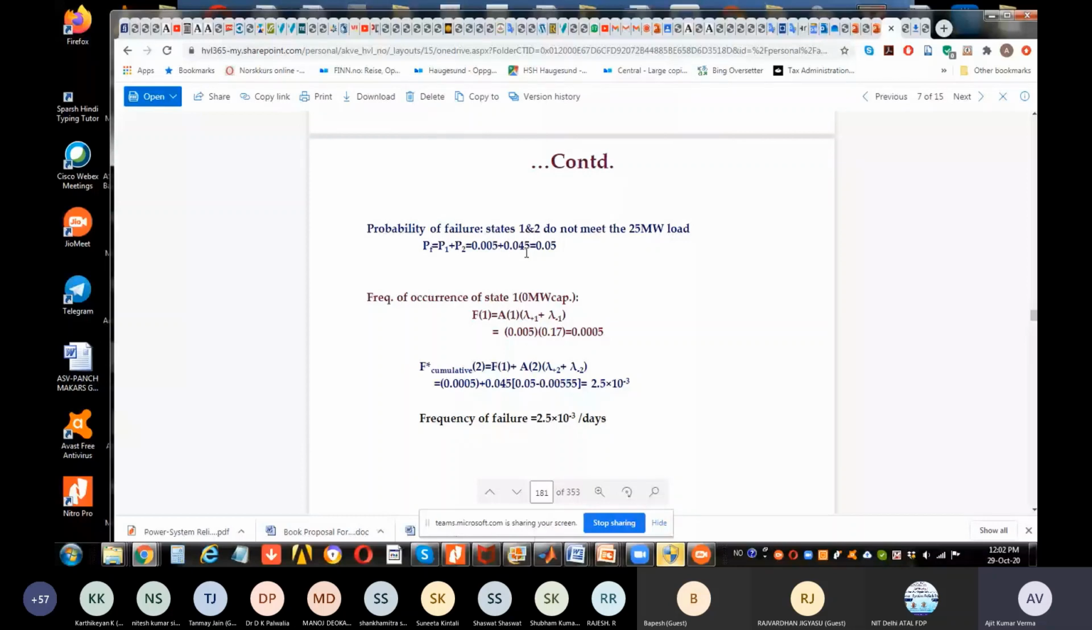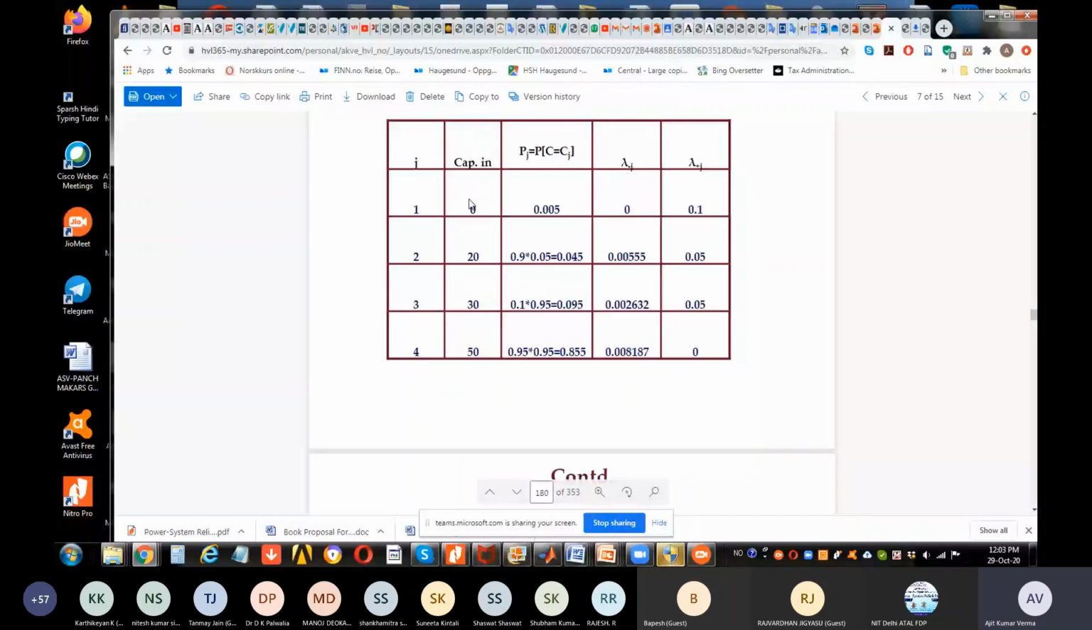What about the frequency of occurrence? If you recall, we have developed these expressions to find the frequency. That means the probability of the state multiplied by the sum of the departures to a lower state and a higher state. The probability of being in state 0 is 0.005. Then transition to a lower state is 0. Transition to a higher state is 0.1. So the sum of these transitions multiplied by the probability will give you the frequency.